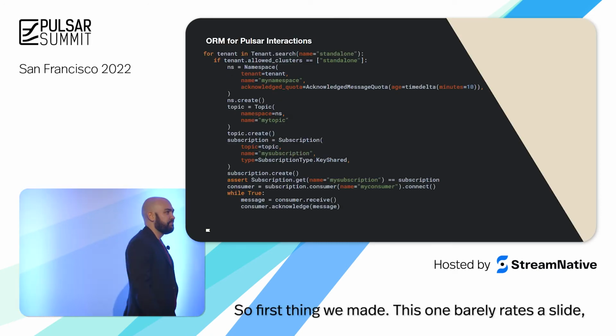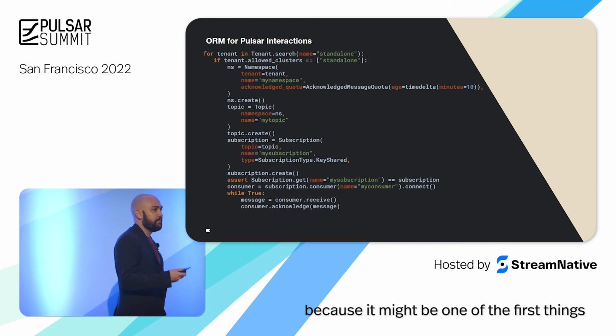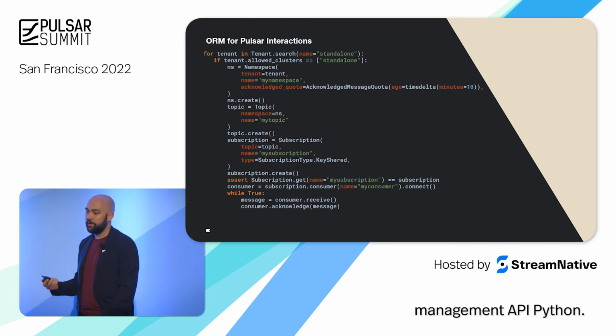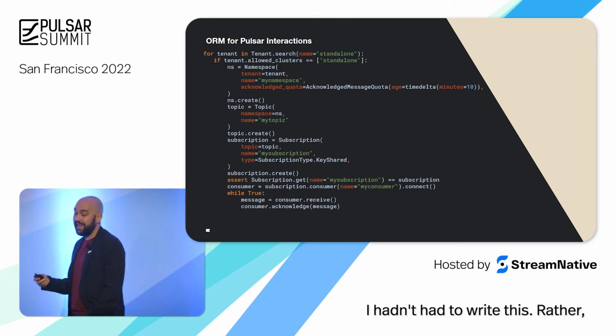So first thing we made, this one barely rates a slide, but I put it up here mostly because it might be one of the first things we open source piecemeal. The first thing we made is an ORM for the Pulsar management API in Python. I wish I hadn't had to write this, rather.